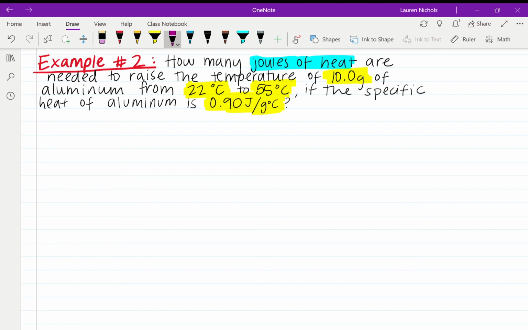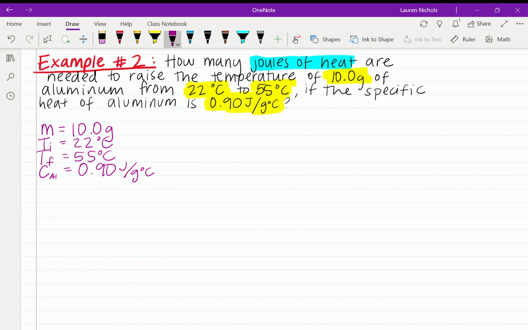G stands for given. So let's write down everything we're given, and I'm going to do it in order. The first thing that we highlighted in yellow is 10 grams. Grams tells us that that's our mass. So we have 10.0 grams of aluminum. And we know that our initial temperature, because it says it's from this to that, so we're starting at 22 degrees Celsius, and our final temperature is going to be 55 degrees Celsius. And it says that the specific heat of aluminum, so C of aluminum, is equal to 0.90 joules per gram degrees Celsius.